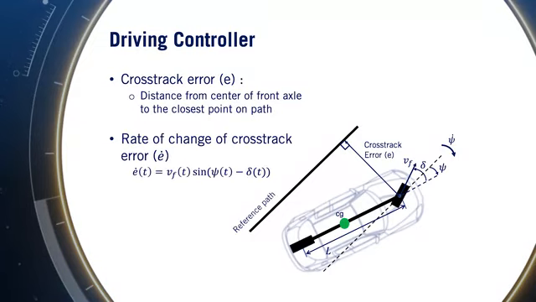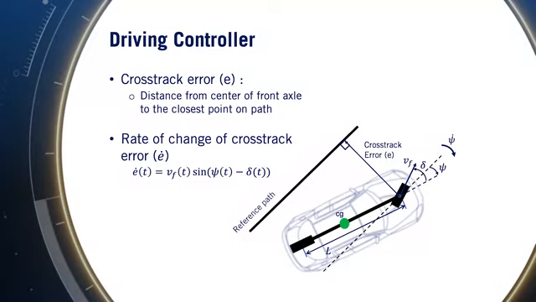The rate of change of the cross-track error can be calculated by extracting the lateral component of the forward velocity. From this equation, we can see that as the velocity increases, the cross-track error changes more quickly, meaning that smaller steering angles are needed to correct for the same size cross-track errors.